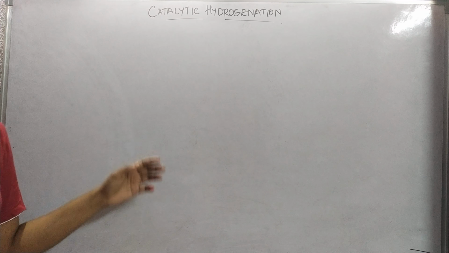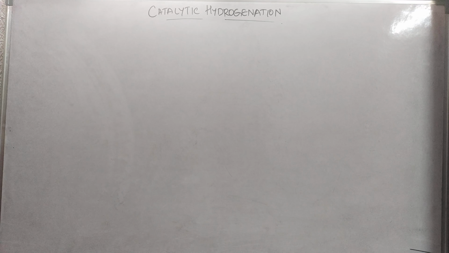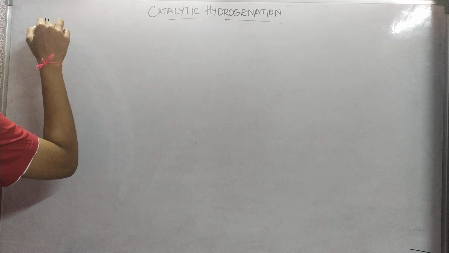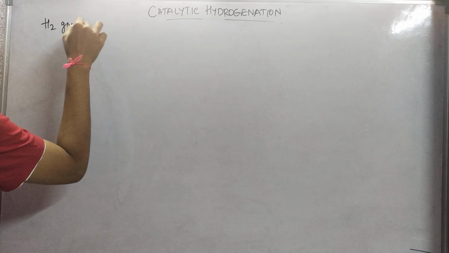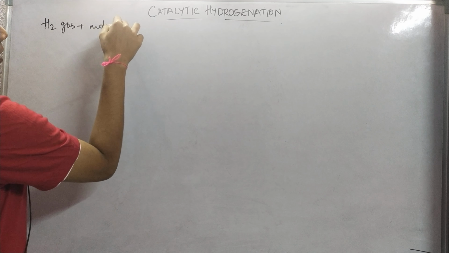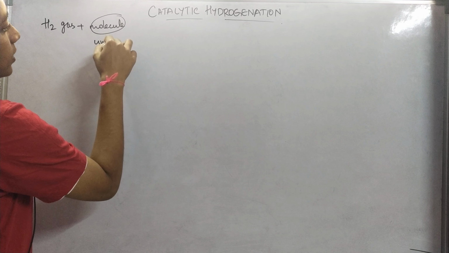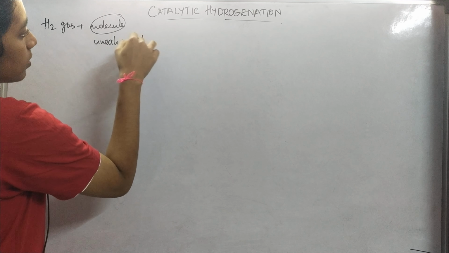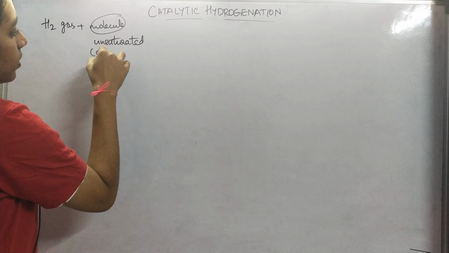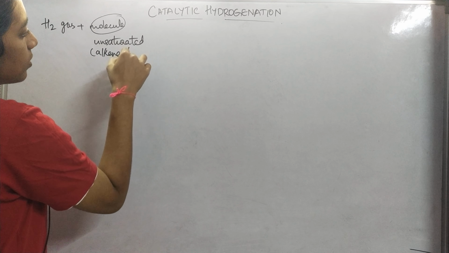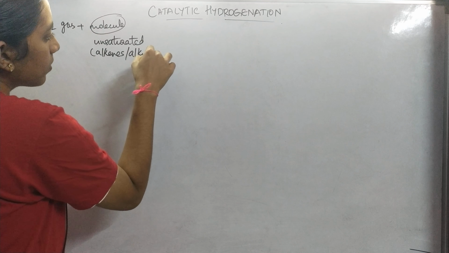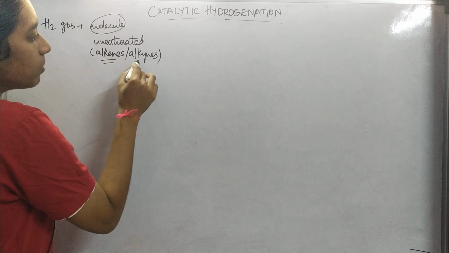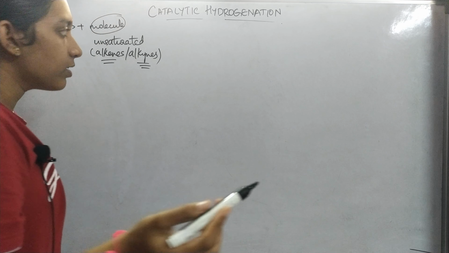We'll be learning catalytic hydrogenation. What is catalytic hydrogenation? It is a chemical process where hydrogen gas is added to a molecule. This molecule here is an unsaturated compound. Unsaturated compounds are alkenes and alkynes. Alkenes contain double bonds, alkynes contain triple bonds.